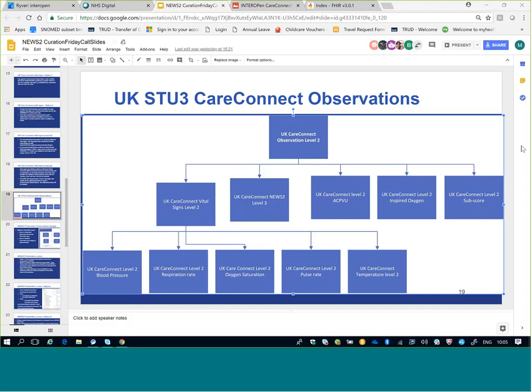We'll start with Ben. Ben from Sona, do you have any view on that? Hi. We've already deployed NEWS2 along with some other early warning scores, the PEWS and CREWS, and the main point I had at the moment was firstly that we don't currently generate a subscore, we only have a total score.